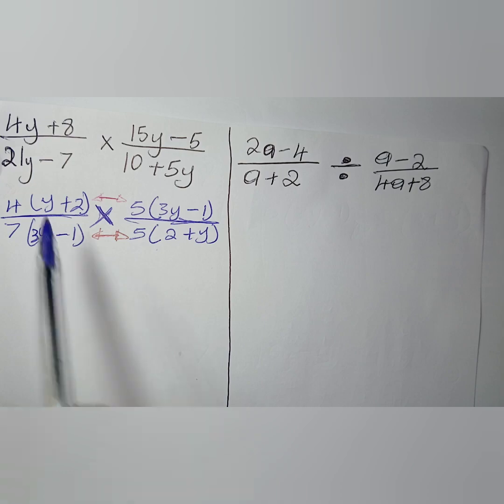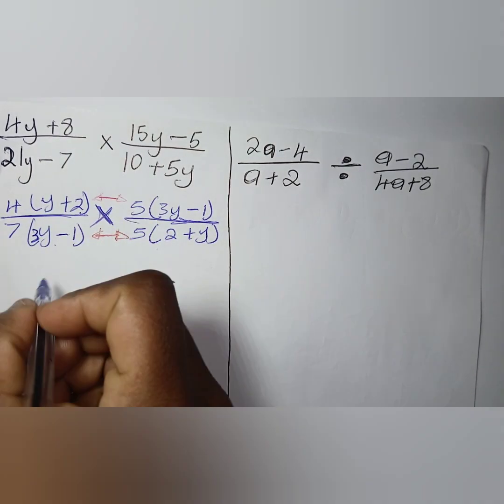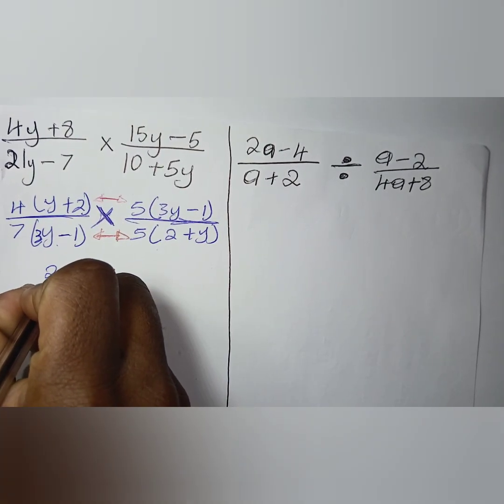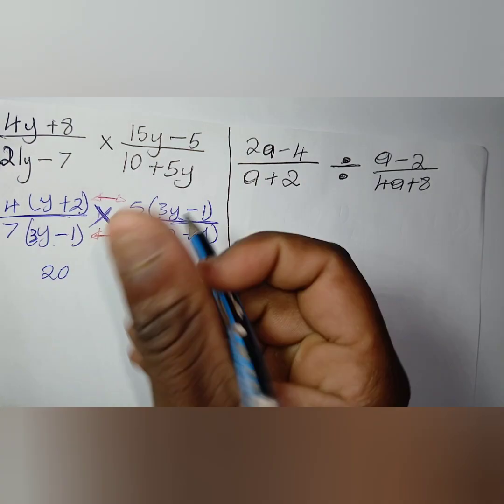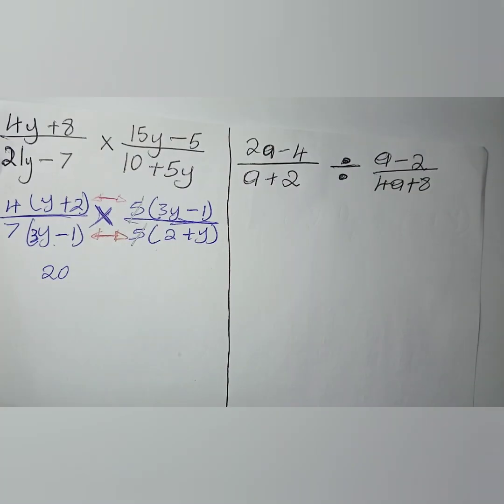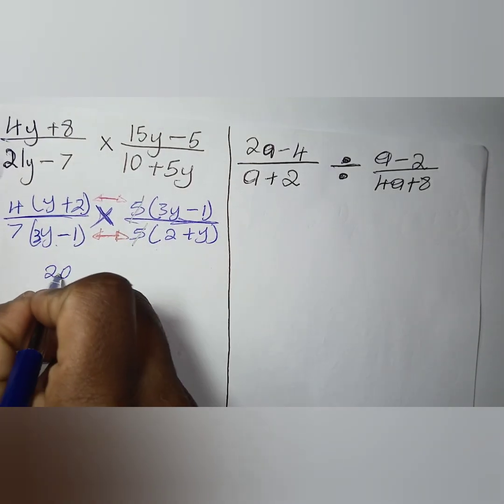Do you see this thing? So this, if I multiply there, it will just give me 20. Or before I multiply, guys, let me show you something. Do you notice that these will cancel? They will cancel those ones. Meaning now, here I'll be left with what?